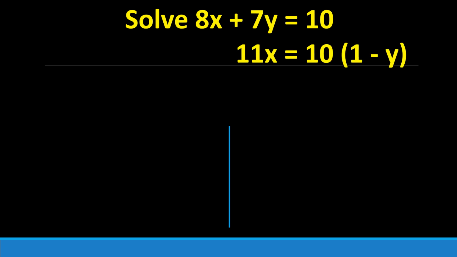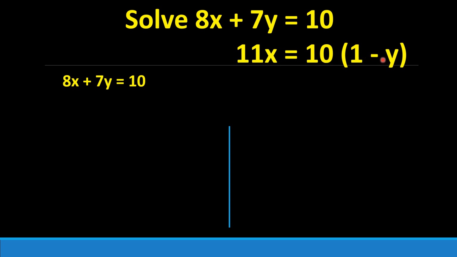Now, let us consider another question. Here the problem is to solve 8x plus 7y is equal to 10, and the second equation is 11x is equal to 10 into 1 minus y. The first equation can be taken as such, 8x plus 7y is equal to 10. And in the case of the second equation, we have to multiply this 10 into this 1 minus y. So we will get 11x is equal to 10 minus 10y. 10 into 1 is 10. 10 into minus y is minus 10y.